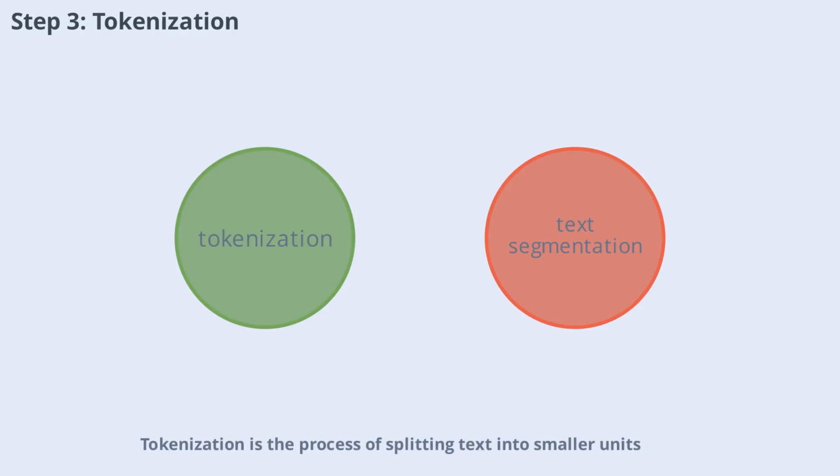Tokenization is the process of splitting text into smaller units, usually words or sentences. This step is foundational for most text mining tasks, as it allows us to analyze each word or sentence individually. Tokenization makes it possible to count word frequencies, identify patterns, and perform more advanced analyses. It's a crucial step that transforms raw text into manageable pieces for further processing.